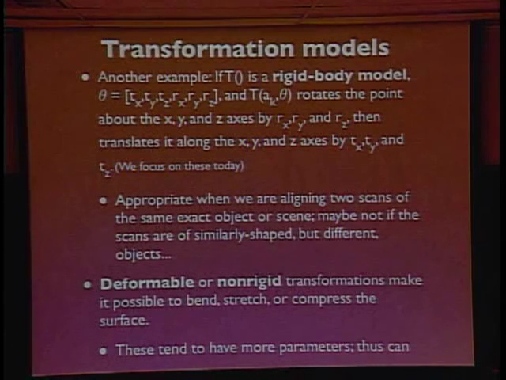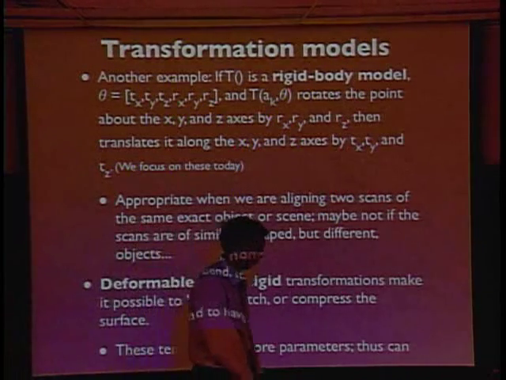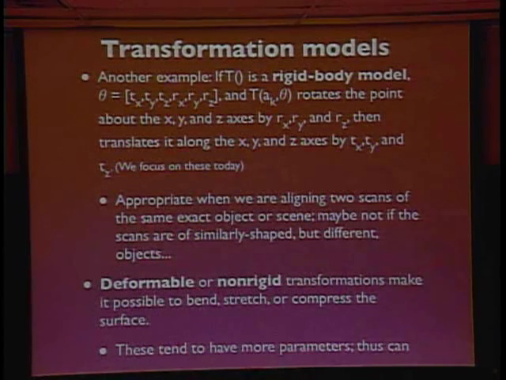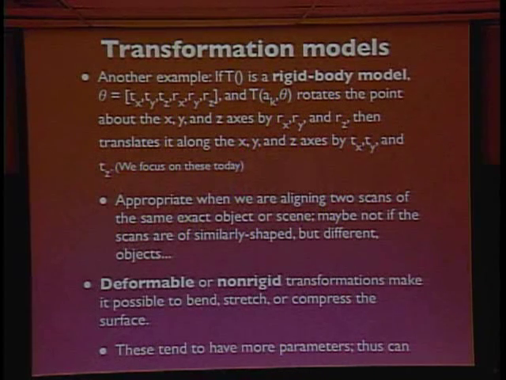Let's say that T is a rigid body transformation model. When we talked about invariances, we talked about image patches or image features being invariant to different kinds of geometric transformations. And I told you that the simplest kind of transformation is one that rotates and or translates your image patch. And that's called a rigid body model. So this is another example of a transformation model.